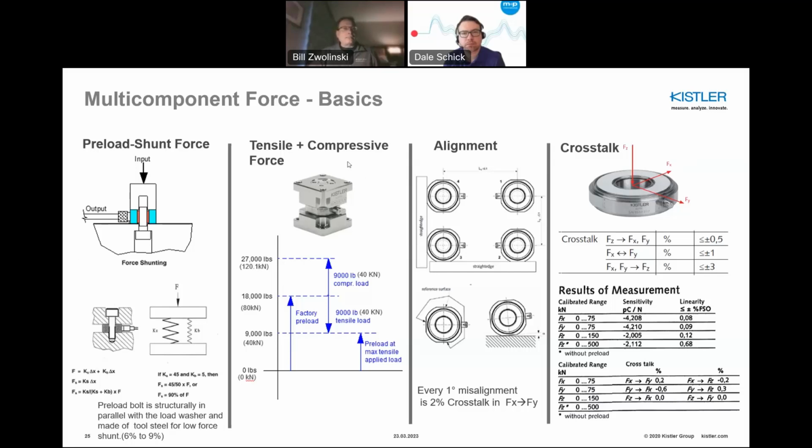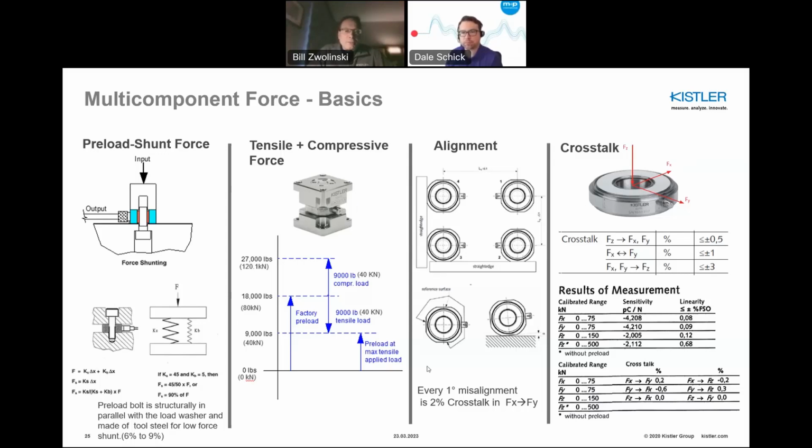You see here a tensile and compressive force. If you preload at 2/3 of the full scale range, you're able to get plus or minus 1/3 for compressive and tensile force measurement. So it gives you an example of why preload is important, because you also get compressive and tensile force handling.